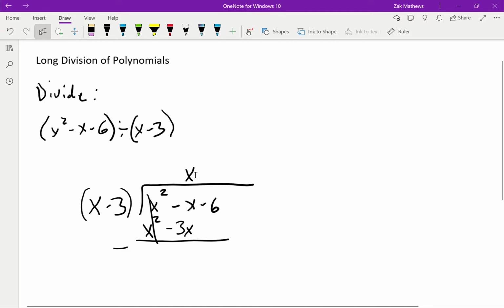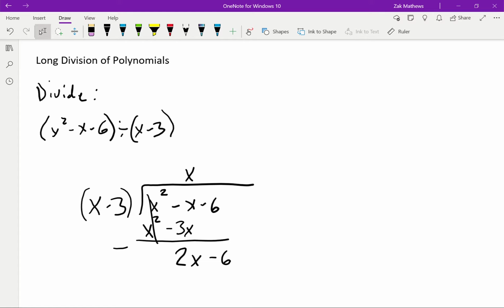And then we have negative x minus the negative 3x. Well, double negative turns into a plus. Negative x plus 3x is 2x. Now, we weren't subtracting anything right here, so we would just bring that negative 6 right down. We're essentially subtracting 0 from negative 6, which just gives us the negative 6. We're going to restart the process.